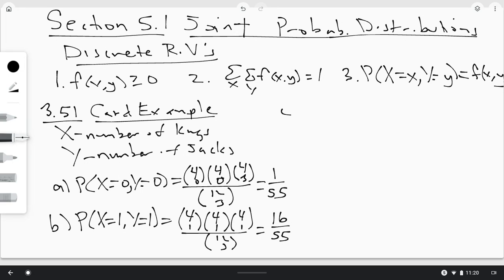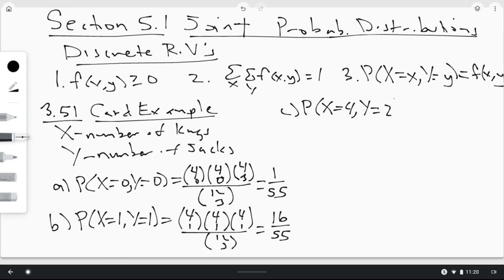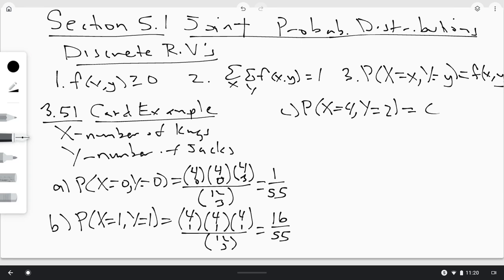C, what's the probability of choosing 4 kings and 2 jacks? Well, the answer to that is 0, right? Because we're only choosing 3 cards total. So there's no way I can choose 4 kings and 2 jacks where I'm only choosing 3 cards total. This is 6 cards that I want to choose altogether. That's not going to happen. So the probability of that is 0.